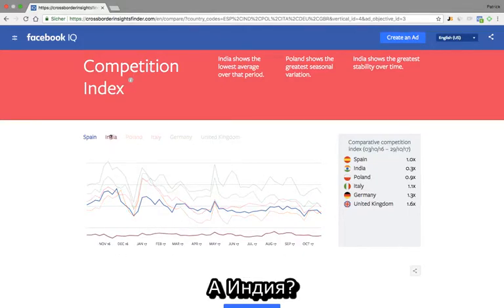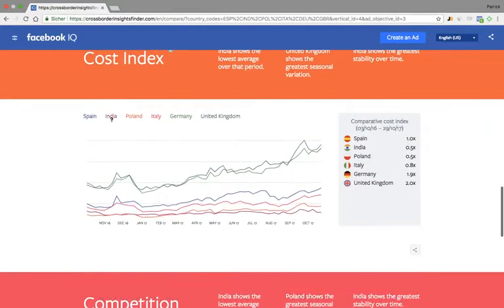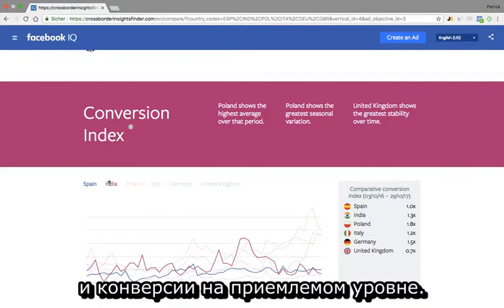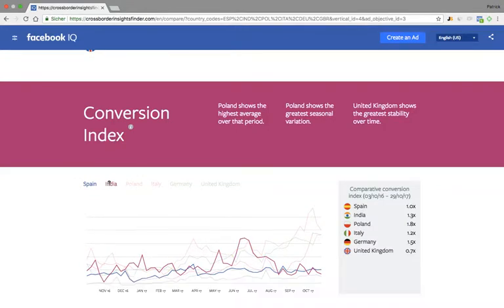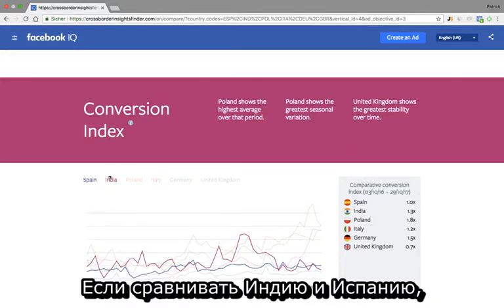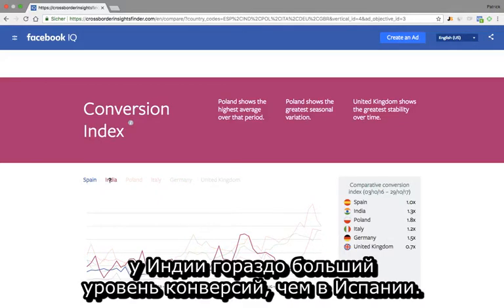And what about India? India has even less competition, lower costs, and the conversions are okay-ish. So it's actually better than in Spain. If you just compare India with Spain, especially in the months of June and July, India has had much higher conversion rates than Spain.